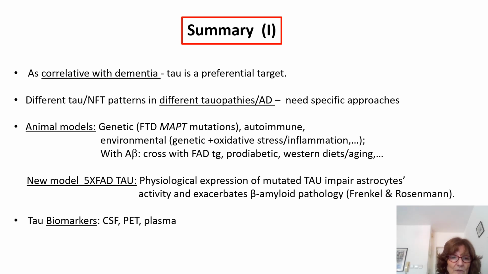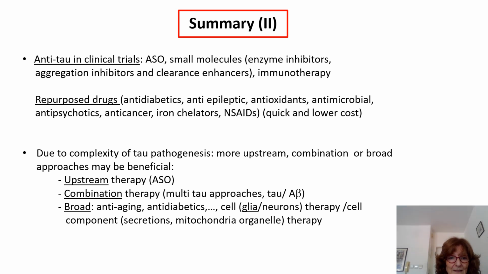We have quite useful and authentic animal models, genetic, autoimmune, environmental, and crossed with amyloid beta, and with diabetes, Western diet, aging. And we have a new model of 5F80 tau with physiological expression of mutant tau, impaired astrocytic activity, and exacerbated beta amyloid pathology, with Professor Danny Frenkel, to be shown tomorrow. And we have relatively good biomarkers in the CSF, PET, and plasma. And currently in clinical trials are the antisense oligonucleotides, small molecules, and immunotherapy. Repurposing drugs is also under study.